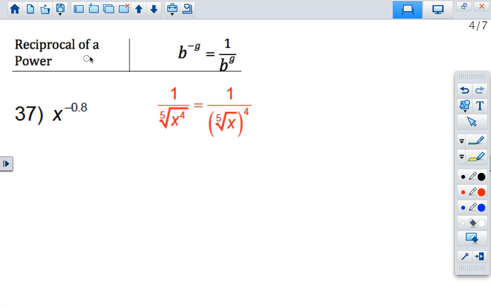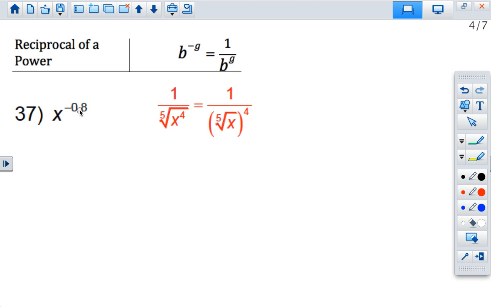All right, the reciprocal of a power. If you have a base number raised to a negative exponent, all you do is you set up a reciprocal. So you just put a 1 in the numerator divided by whatever your base number is raised to the positive exponent. See how we lose that negative sign there?